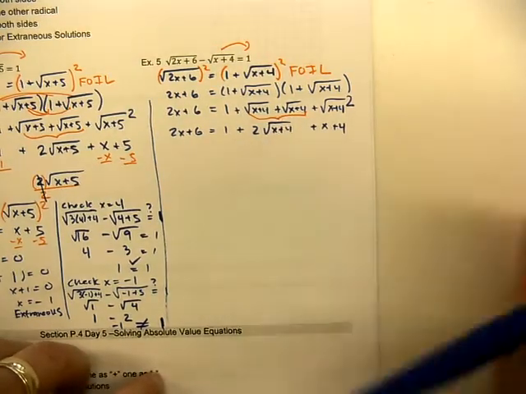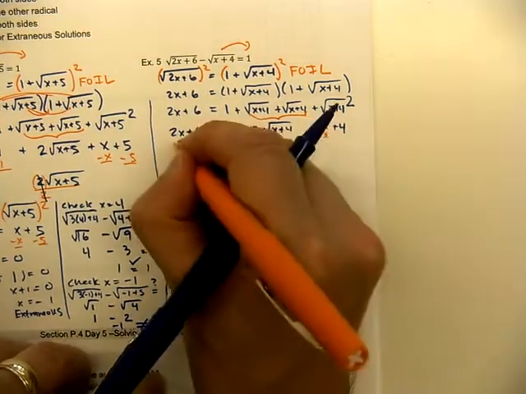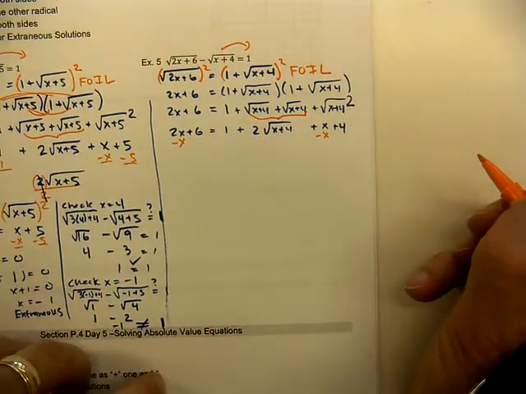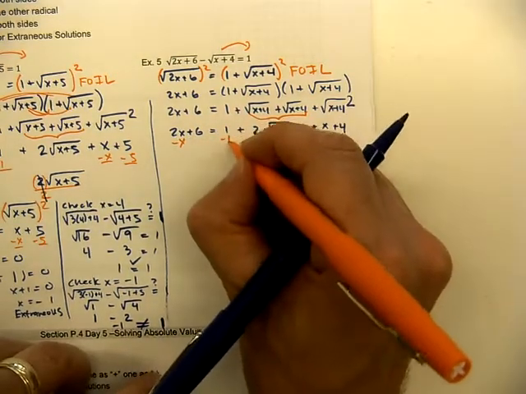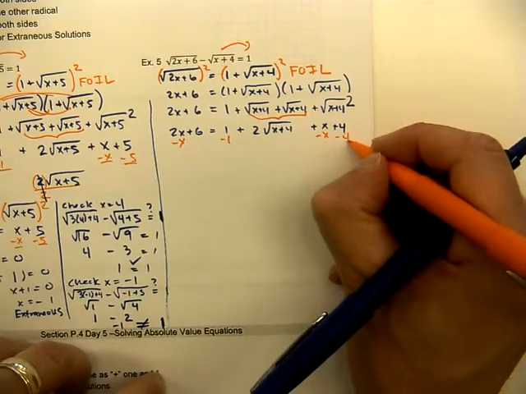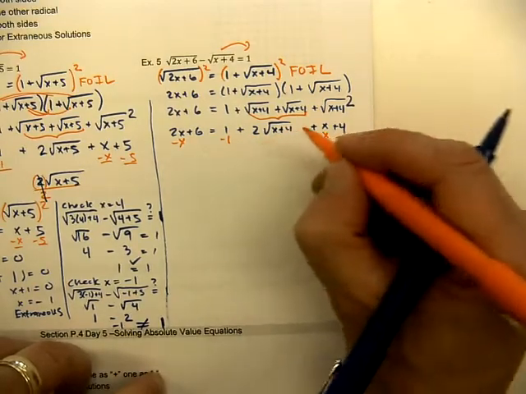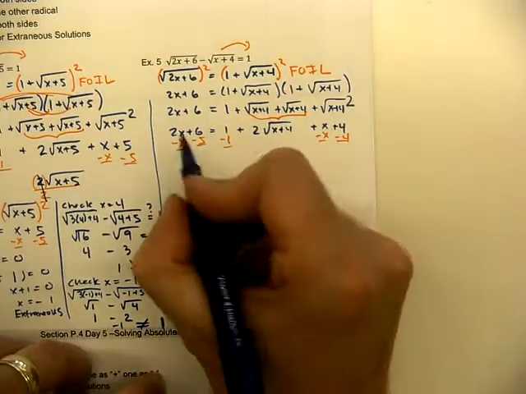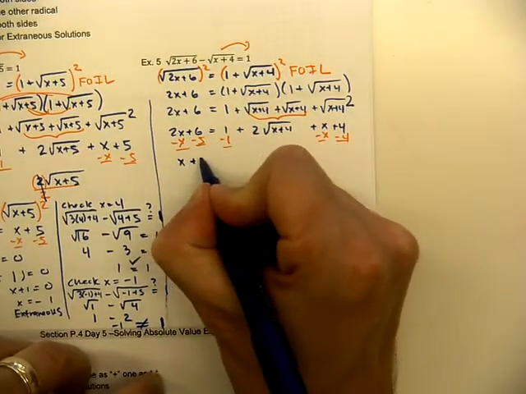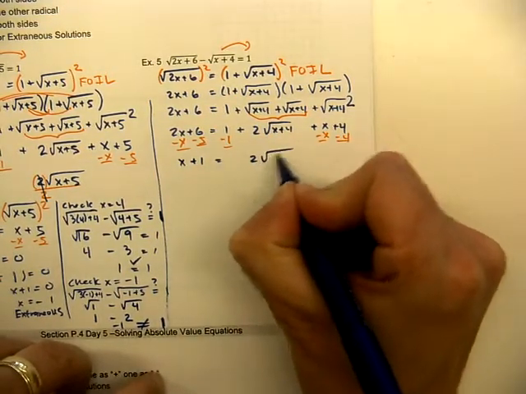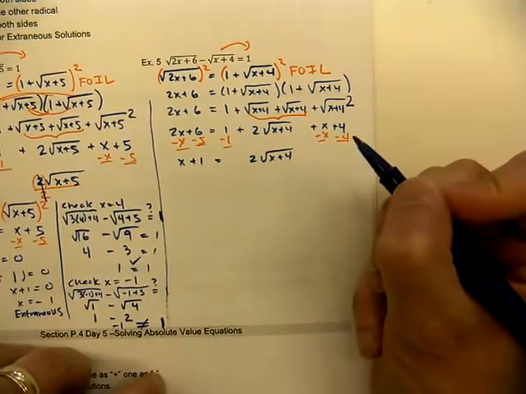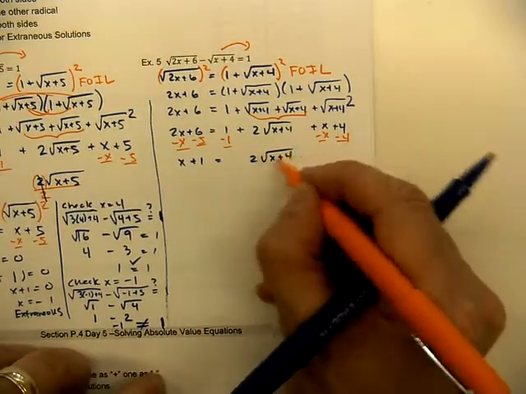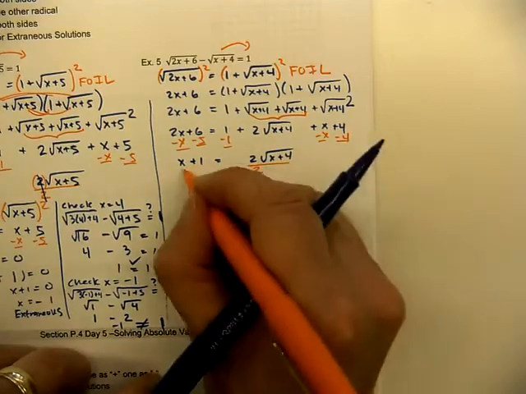So here's the radical. We want to get it by itself. So let's move all the terms to the left-hand side. We're subtracting x from both sides. Here we're subtracting a 1. Here we're subtracting a 4. So that's a grand total of 5 that we're subtracting from both sides. I'm subtracting 5. So we have 1x plus 1 equals a 2 root x plus 4. The radical isn't quite by itself, so we have to divide away that 2 from both sides.